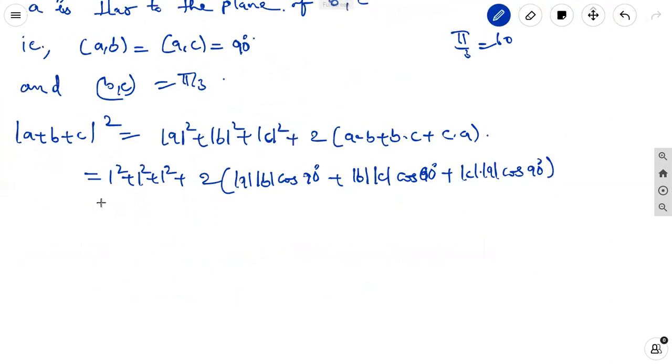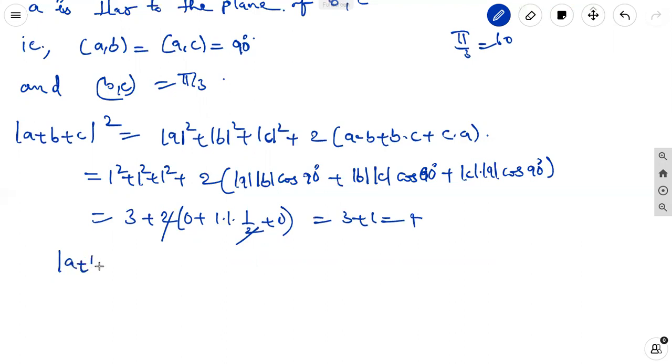Substitute the value. Cos 90 is 0, cos 60 is 1 by 2. So 1 plus 1 plus 1 is 3. 1 square plus 1 square plus 1 square is 3, plus 2 into 0 plus 1 into 1 into 1 by 2 plus 0. The 2 gets cancelled. It is equal to 3 plus 1, which is 4. Modulus of A plus B plus C whole square equal to 4. From this, modulus of A plus B plus C is equal to 2. The value is 2.